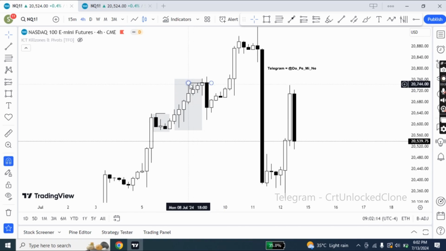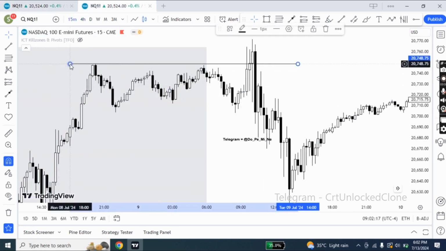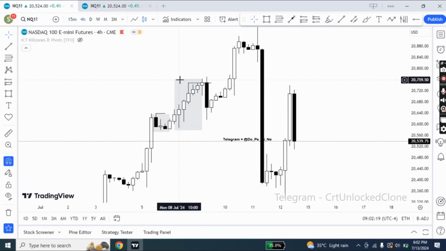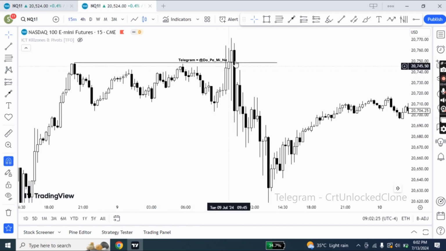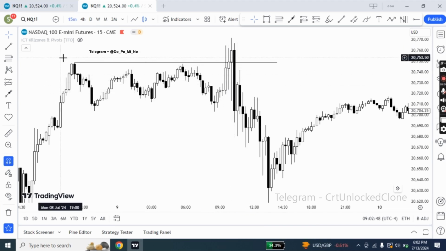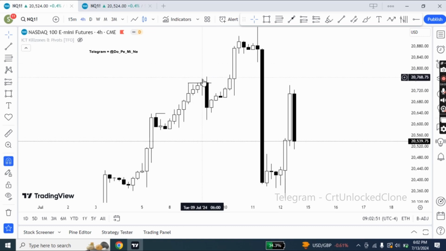But that wasn't enough. Next, I waited for price to form a CSD on the lower time frame, which is basically a change in the state of delivery. That CSD occurred after this down close candle closed below these candles right here. I'll tell you how I determine a CSD to be valid, but let's focus on the higher time frame for now. After this candle closed below these candles, a CSD happened, we took out liquidity, and now I can expect this expansion profile right here, which is this price action.